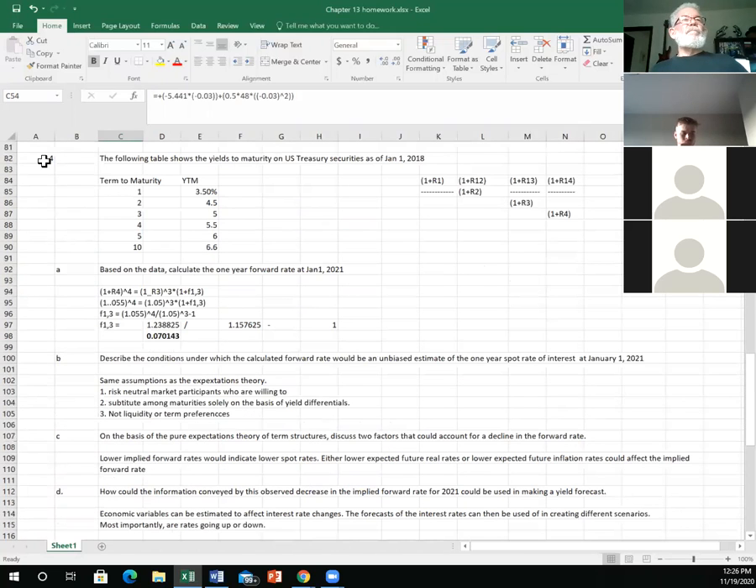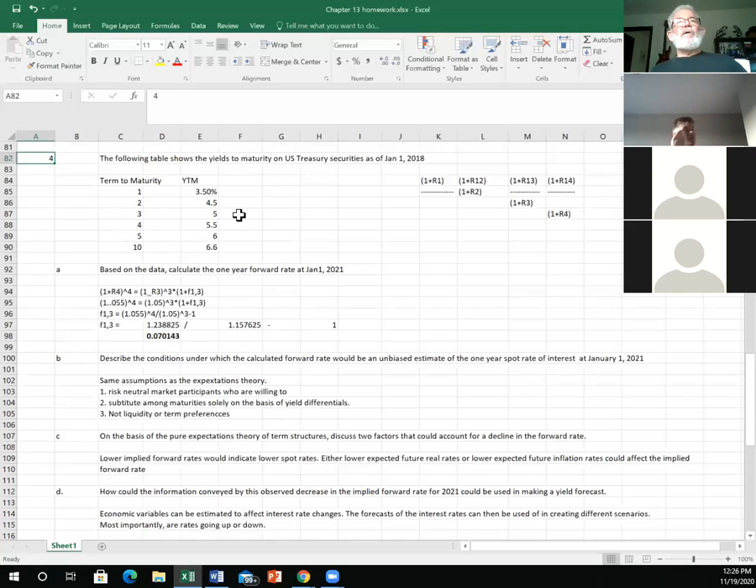Number 4. The following table shows the yields to maturity on Treasury securities as of January 1st, 2018. 1 year through 5 and then 10 years, and the yield on those different securities. And A, it wants to know the 1 year forward rate on January 1st, 2021. So this is 18, 19, 20, 21. So it's the 4th year.